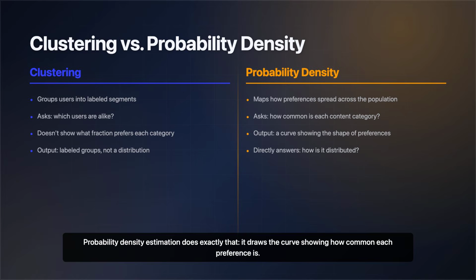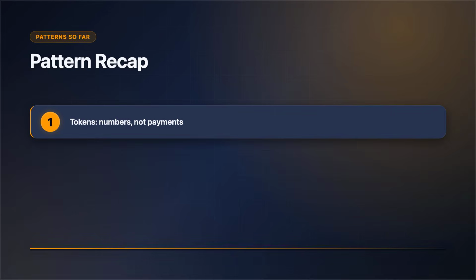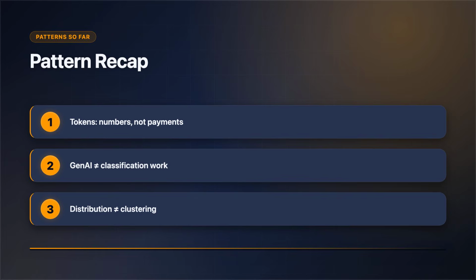Probability density estimation does exactly that. It draws the curve showing how common each preference is. Think of it as counting how many people prefer each sport versus sorting people into teams. The question asks about distribution, not grouping. That's the trap. 3 clean definition anchors, then 2 model choice traps. Clustering and generative AI both lost to the more precise answer.